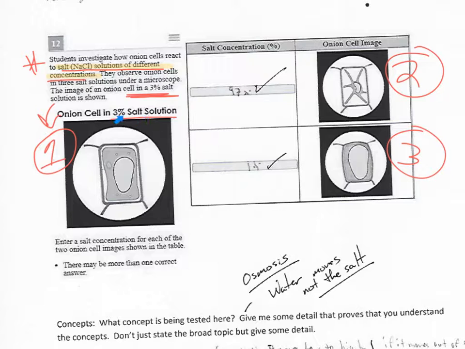This is at 3%. So what does that mean? What would you call this one? What tonic would this be at? Isotonic, correct. Right, because if it's not swollen and it's not shrunk, it's in between, and that's where you're going to get that isotonic solution. When the salt concentration inside is the same as outside, there's no change in volume because there's no osmosis. Does that make sense? Okay. So this is in between.